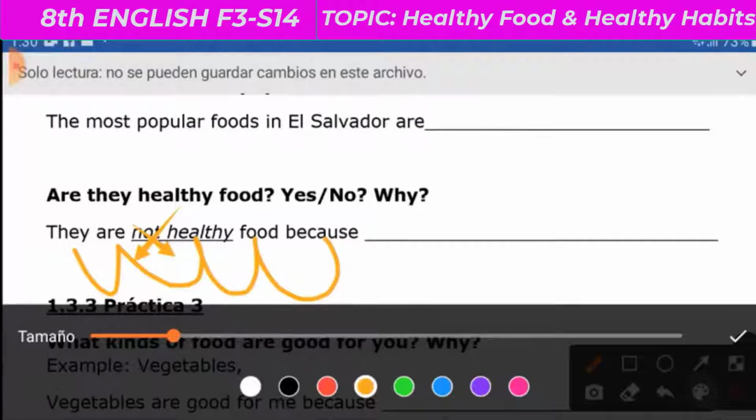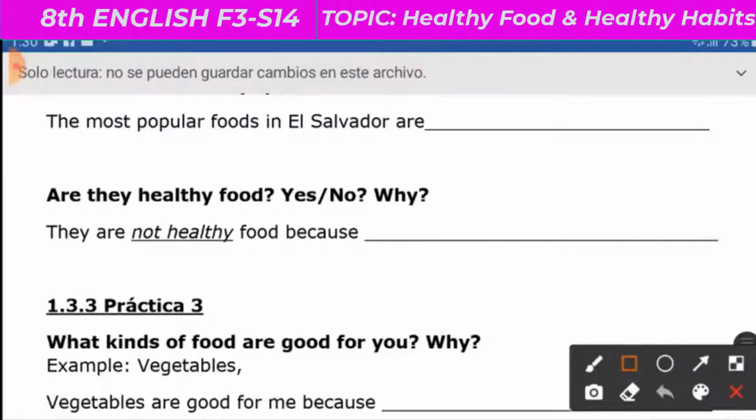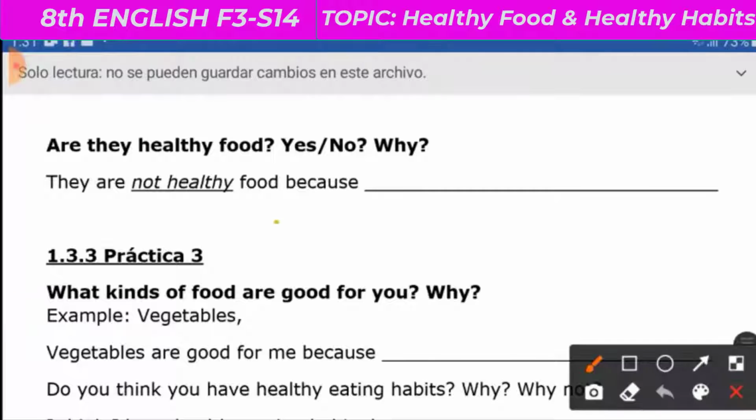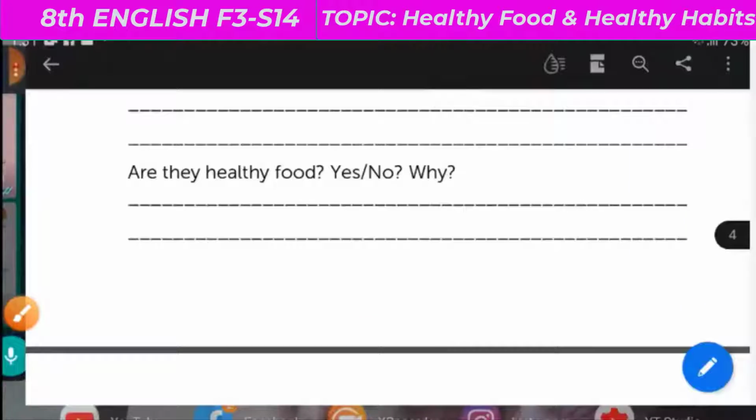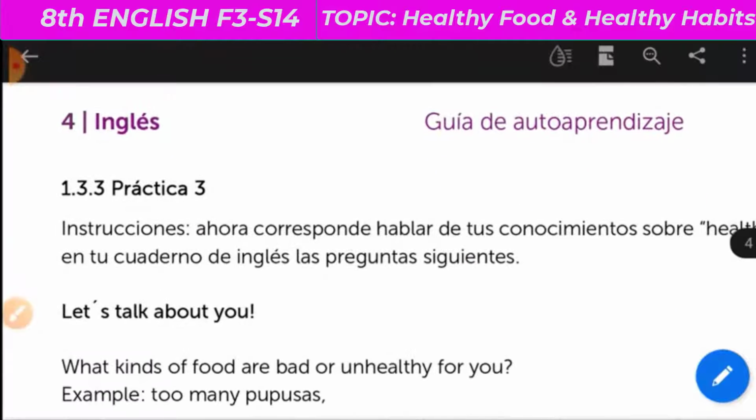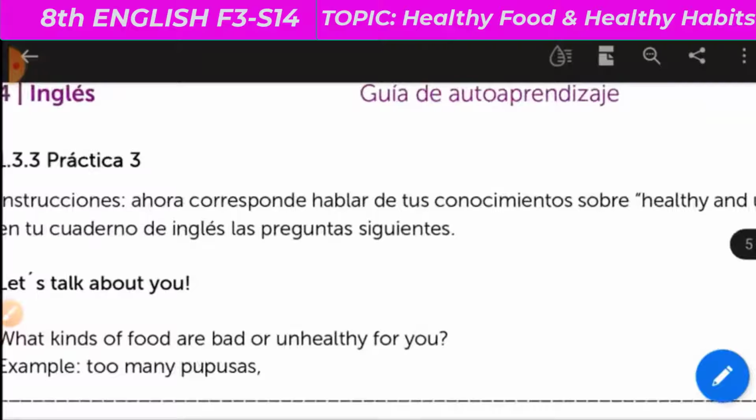because significa porque. Se pregunta por qué con why y por qué, la respuesta, because, yes? Why, because. ¿Por qué no son healthy? Because, ¿por qué? Yes? And you continue the answer, usted continúa la respuesta. Now, next question. Practice, instrucciones.